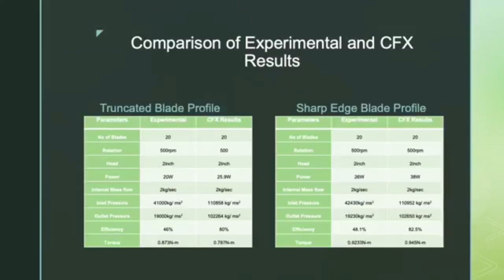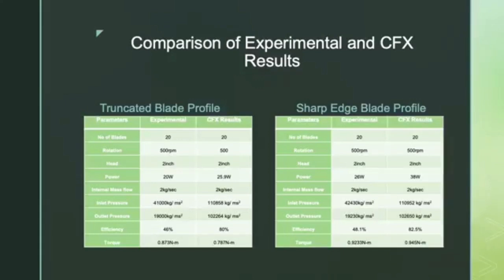Comparison of experimental and CFX results. We have analyzed truncated blade profile and sharp edge blade profile. First of all, we discuss truncated blade profile. As we can see, the boundary conditions are the same: number of blades, rotation, head, and internal mass flow rate.